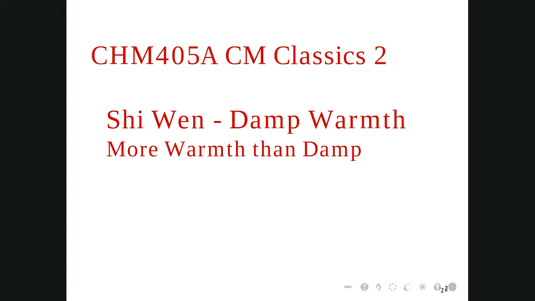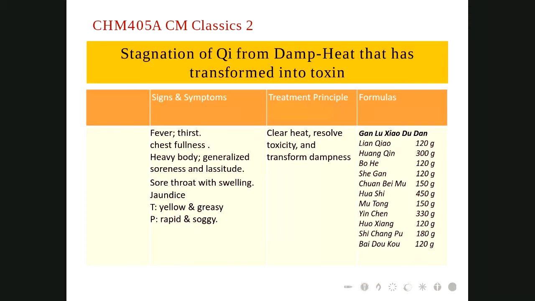So let's have a look at something we missed from last week, which is still talking about damp warmth in week 8. It covered damp warmth, but this one is where the heat warms more than the damp. So what happens when the heat is more than the damp? Here's a basic formula or pattern involved, when there's stagnated qi from the damp heat that has transformed into toxins.